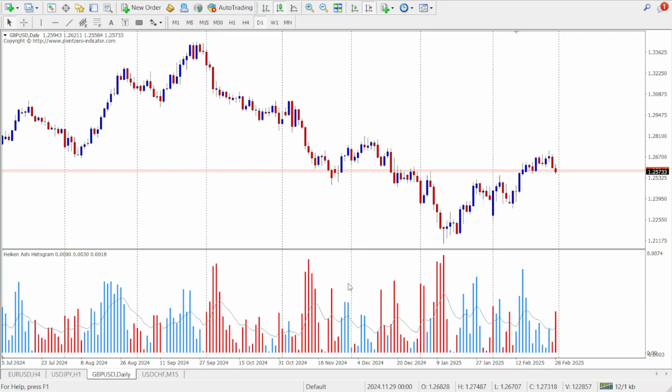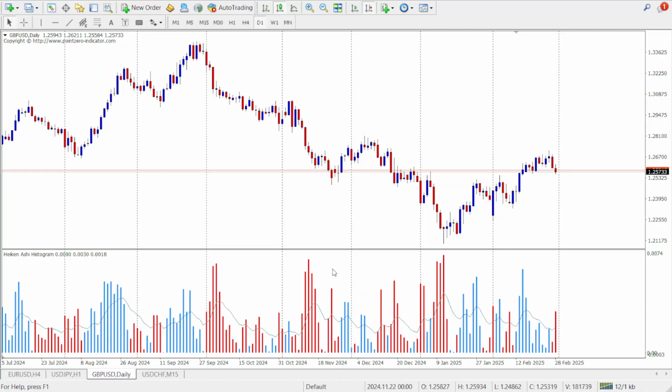Unlike traditional candlesticks, this indicator helps you avoid getting caught in market whipsaws and false breakouts. So if you struggle with making clear entries, this can help you stick with the dominant trend. All right, and also this indicator can help you to get your entry and exit points precisely.